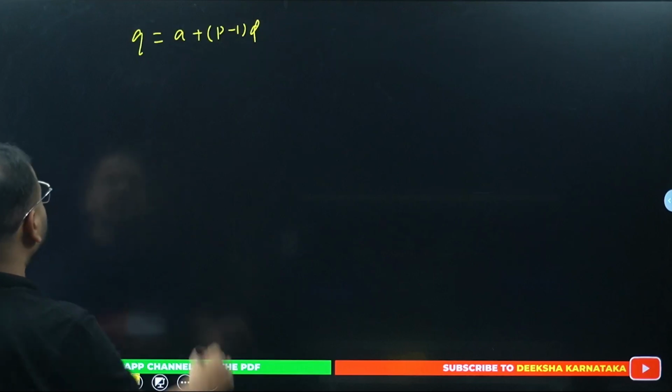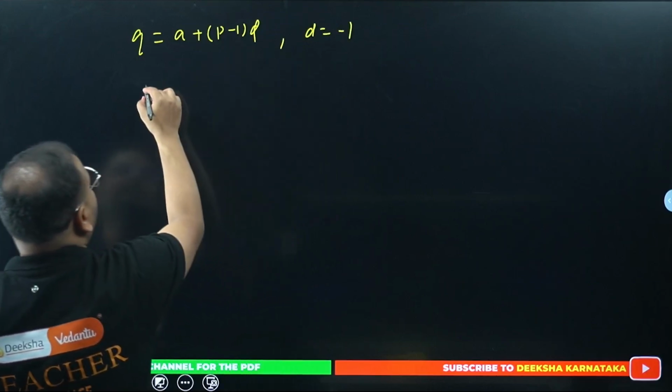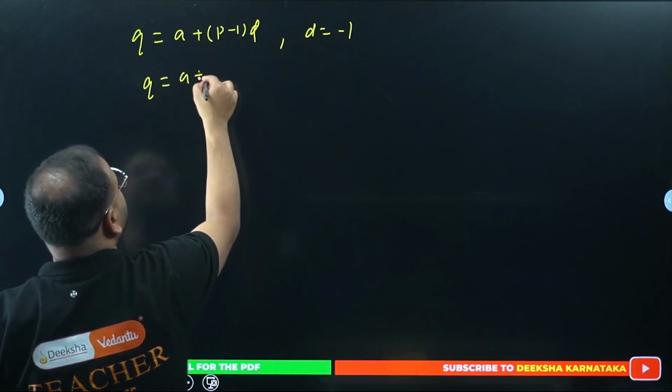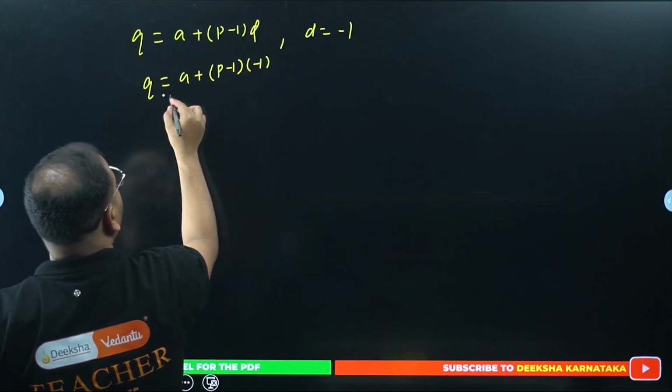Great. Now what is my D value? My D is minus 1. Put it here. I get Q equals A plus P minus 1 times minus 1. Expand the bracket.